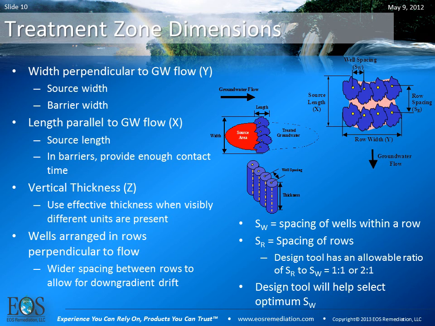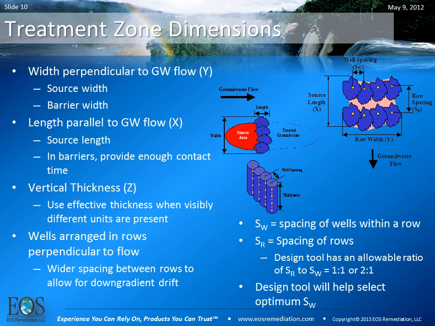So there are key treatment zone dimensions or parameters that need to be input into the design tool. One of those is the width of your treatment area or your treatment design. The width is always, in this case, perpendicular to groundwater flow, and so this is a little confusing because when we talk about barriers, we say, oh, the length of the barrier is going to be 50 feet or 100 feet. Well, that is actually the width in the design tool. The width is perpendicular to the direction of groundwater flow.